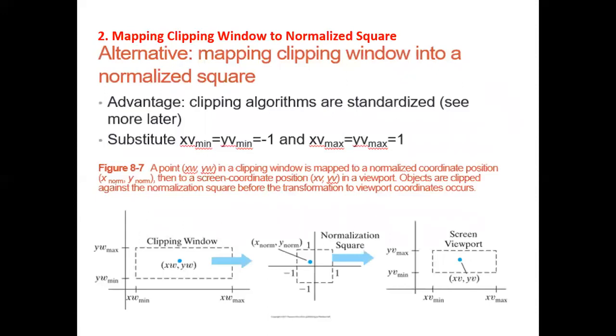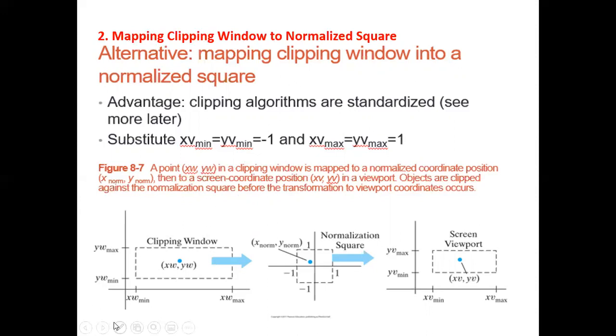So moving to the second type of transformation, the second type of transformation is mapping the clipping window to a normalized square, right? So that means here what we are doing, right? Look at this diagram. We have the clipping window, right? This clipping window is first transformed, first mapped to a normalized square. Again, from this normalized square, it will be mapped to the viewport coordinates, right?